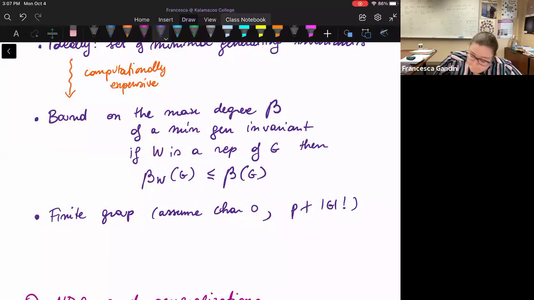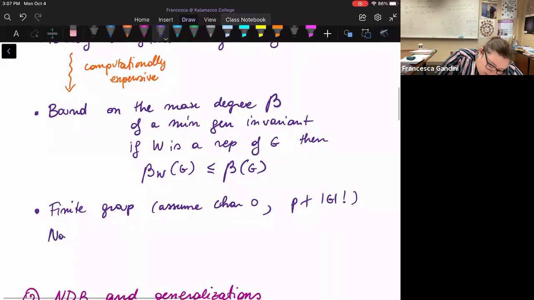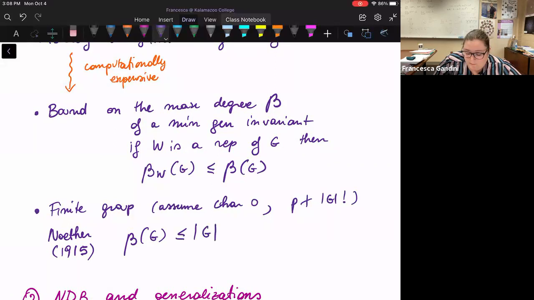So that's what we need. So in 1915, and I think some people say 1916, depending on the publication year that you consider, the bound for any finite group is given by the order of the group. And so that tells you that if you're doing a finite group and you're looking at invariants and a minimal set of generated invariants, you can stop your computation once you reach the degree equal to the order of the group.